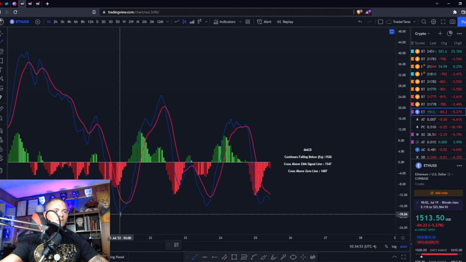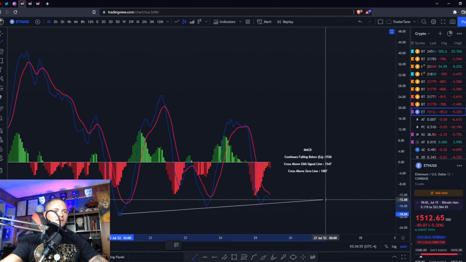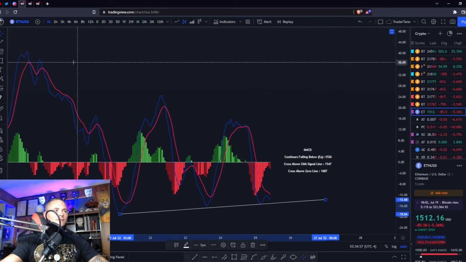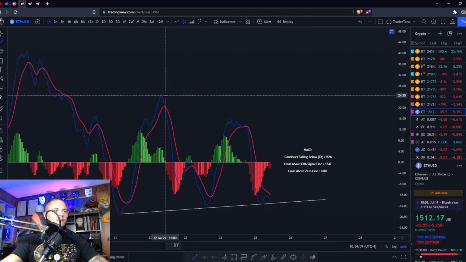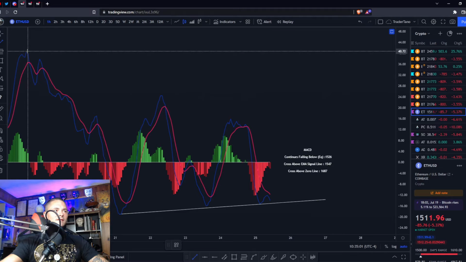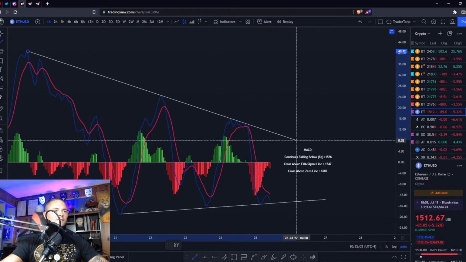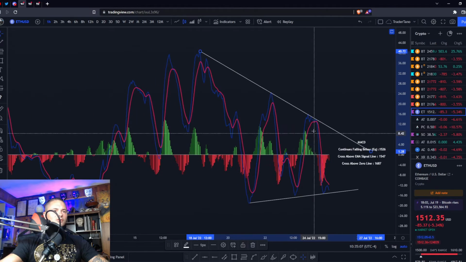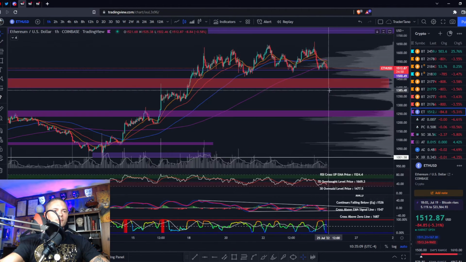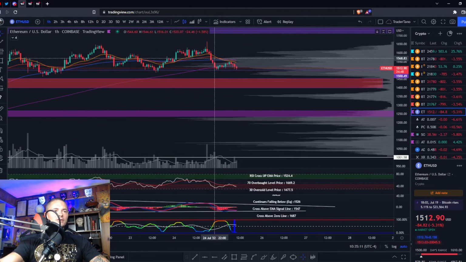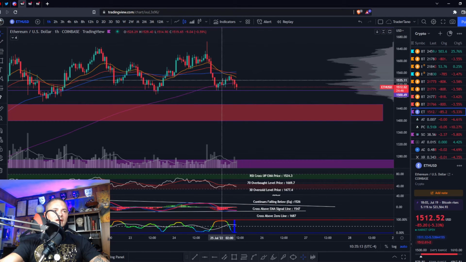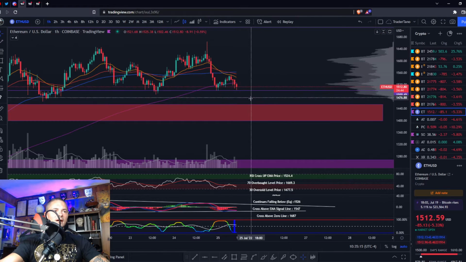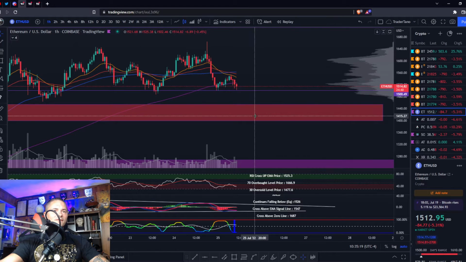It looks like we could have some sort of trend line here. Let's go ahead and put another one right here. Looks like we have some sort of symmetrical triangle, so we could find support here. This could be a trap. This whole downside move could be a trap. If we do go lower, like I said, the 1450 to 1400 level is what I'm looking at.